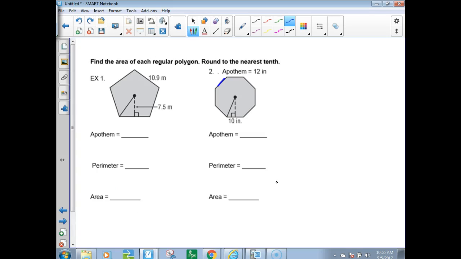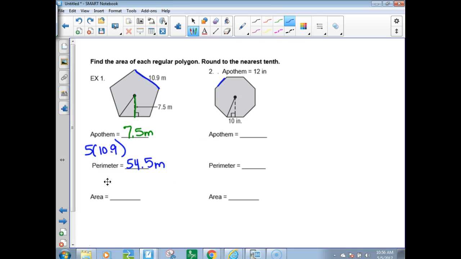Find the area of each regular polygon, round to the nearest tenth. So I see that it has a side of 10.9 and it has an apothem of 7.5. So we know the apothem is 7.5 meters. We need to find the perimeter of the figure, which is 5-sided. So we do 5 times 10.9, and that's 54.5 meters all the way around.